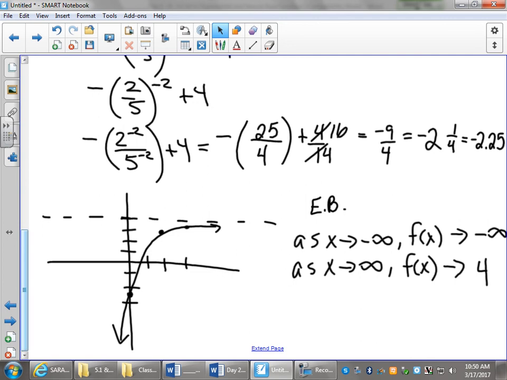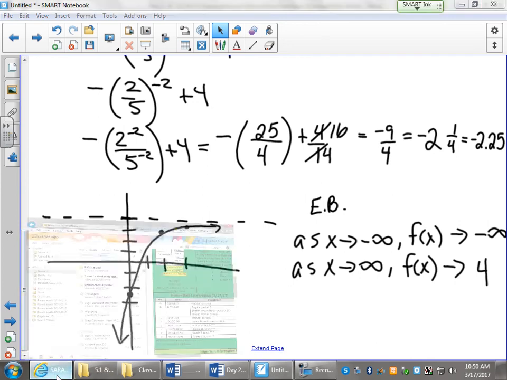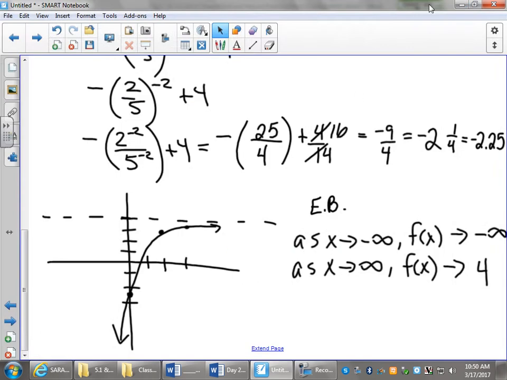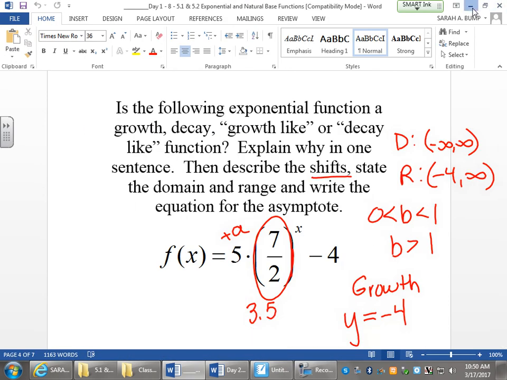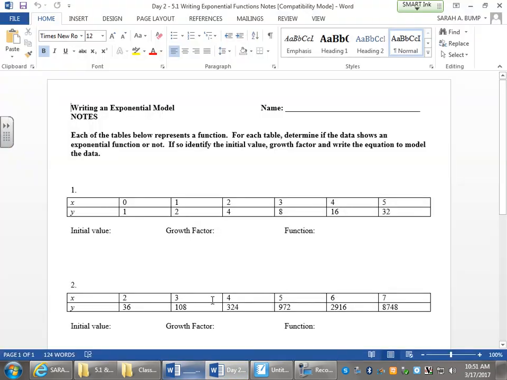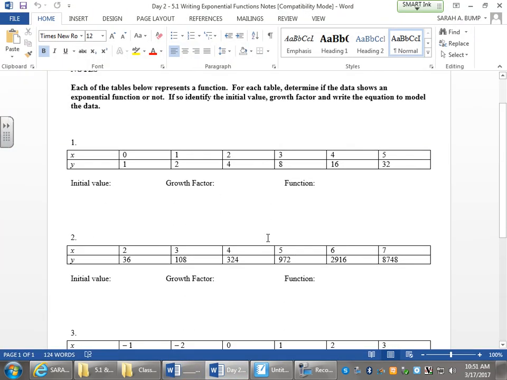Now I know I looked this up before, and I already forgot the answer. See what time we are leaving here today. 11 o'clock. All right, so we got 10 minutes, which will be just enough time to talk about the writing exponentials part. Okay, so this is going to be on a note handout. You already took one, right, Quinn?